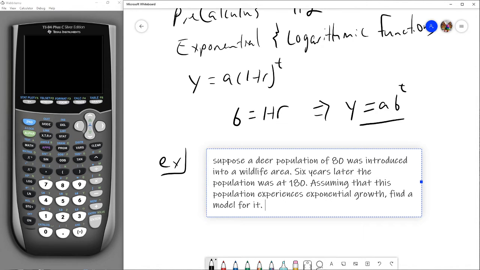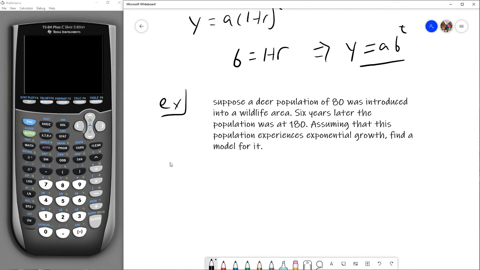Alright. So, suppose a deer population of 80 was introduced into a wildlife area. 6 years later, the population's at 180. Assuming that this population experiences exponential growth, find a model for it. The fact that we're told it's exponential means it has to be this equation, y equals a b to the t. You could also use y equals a times the quantity of 1 plus r to the t. Doesn't matter which.